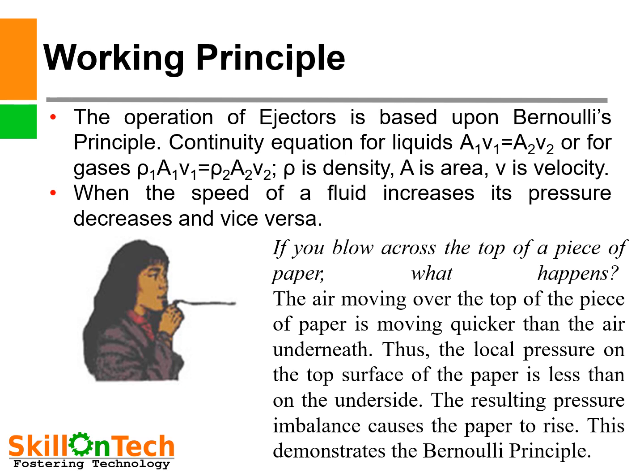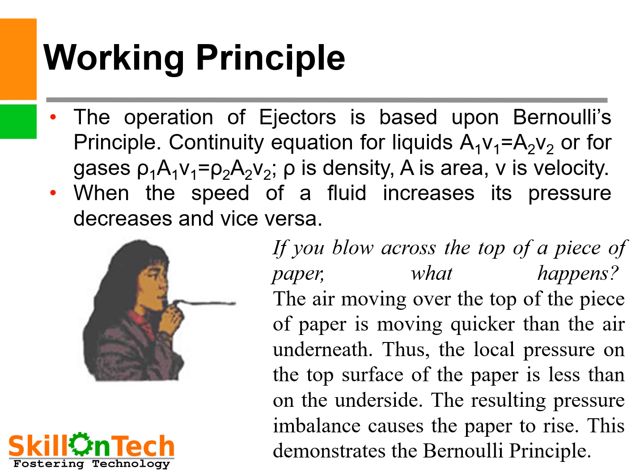Bernoulli has given a continuity equation for liquids, A1 V1 equal to A2 V2, or for gases, rho 1 A1 V1 equal to rho 2 A2 V2. Here rho 1 is the density. So rho 1 A1 V1 equal to rho 2 A2 V2 is applicable for compressible fluids. When the speed of a fluid increases, its pressure decreases and vice versa.